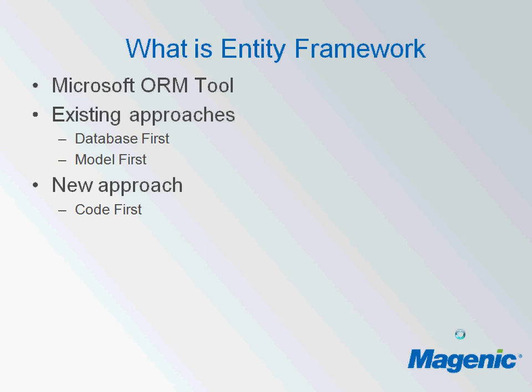So existing approaches were database first, where you point a wizard to your database, and it spits out this complicated model with all the classes that already exist that you can query against. And alternatively, you could start with a model, and so you sort of model your database, and then you push one button, and it spits out DDL that you can run into your database and create a database from that.